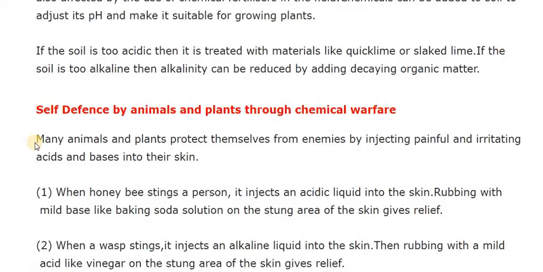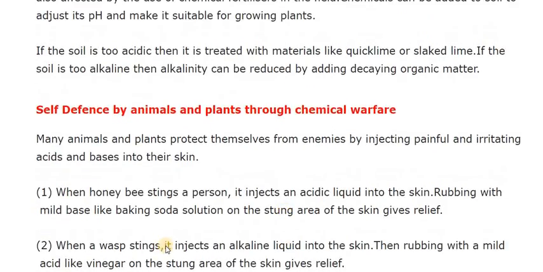When a honeybee stings a person, it injects an acidic liquid into the skin, and this acidic material causes irritation on the skin. So to prevent this irritation, we have to use some basic thing on it, so the neutralization process will occur. Rubbing a mild base like baking soda solution on the sting area gives the skin relief.